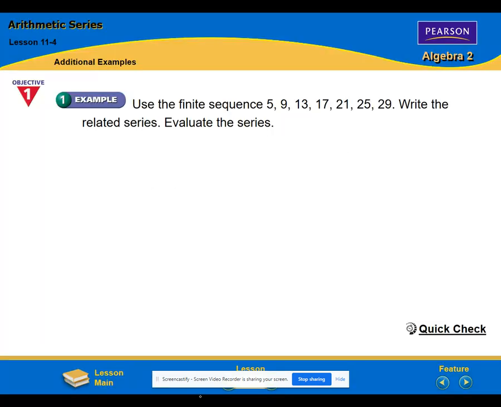Use the finite sequence 5, 9, 13, 17, 21, 25, 29 and write the related series and then evaluate the series. Okay, now when they say write the related series, this is one of the easiest questions you'll ever be asked in Algebra 2. To write the related series is to simply do this. Show that you're adding those numbers up. This is what it means to write the related series. Just add the 7 numbers up.